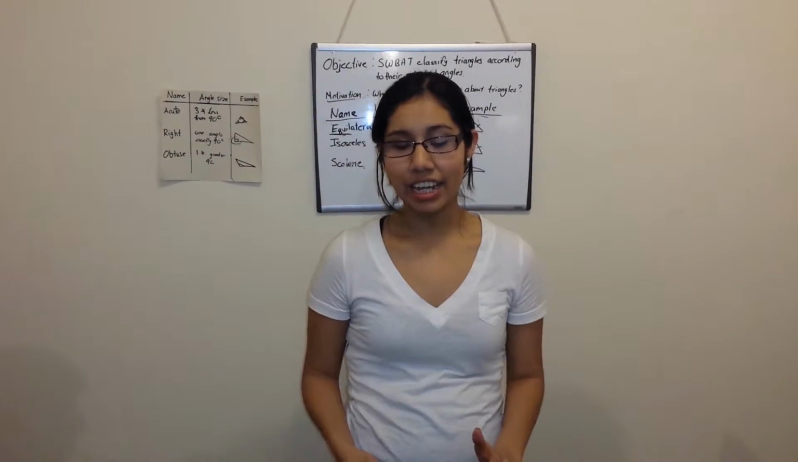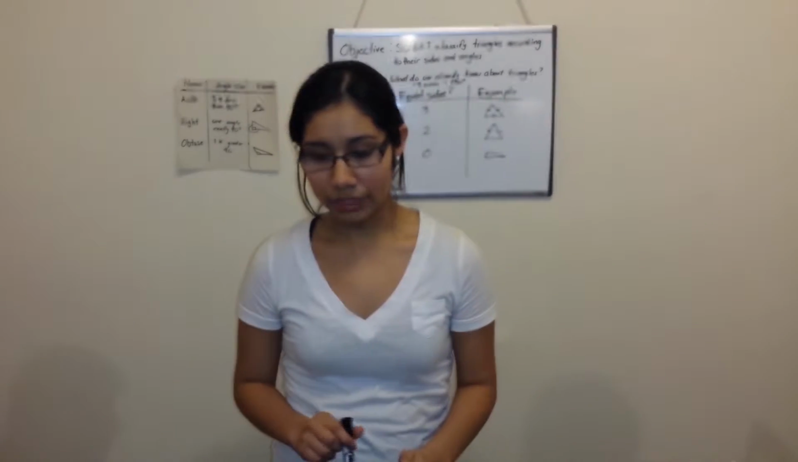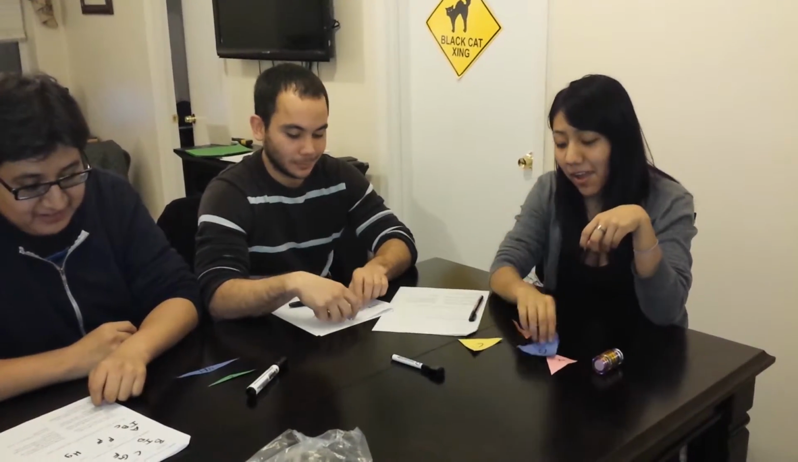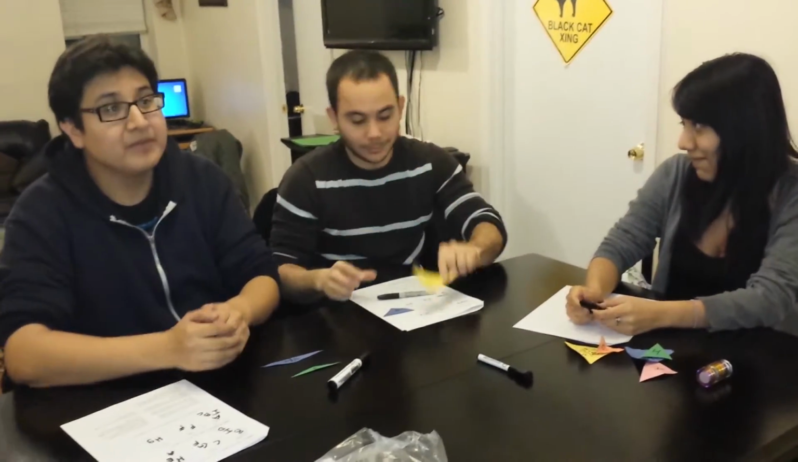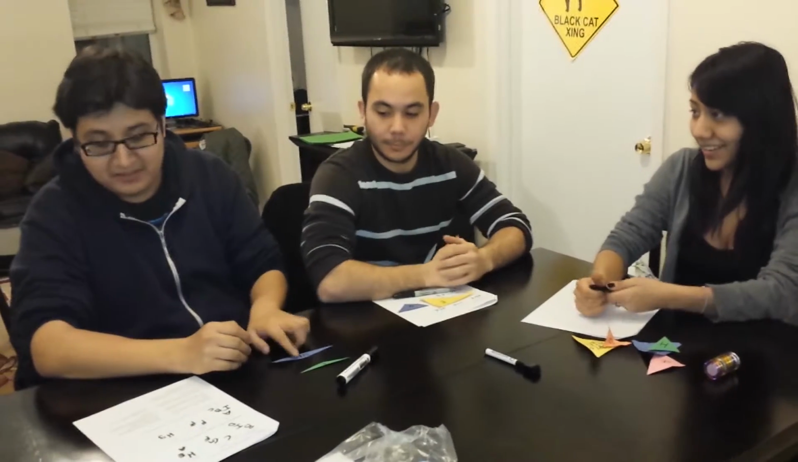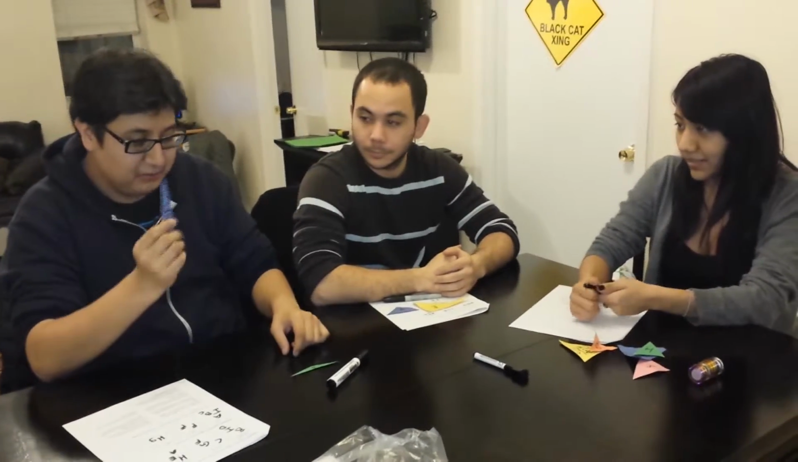Okay, so let's share again. Alejandro, which ones did you find that were acute triangles? A, triangle B, triangle C, triangle D, and triangle I. Very good. Alright, John, which did you find that were right triangles? I found triangle F and triangle E. Very good. Alright, Nelson, which ones were obtuse? I found triangle H and triangle G to be obtuse.